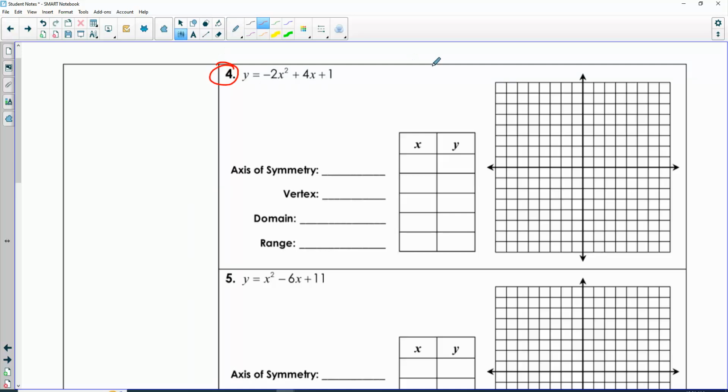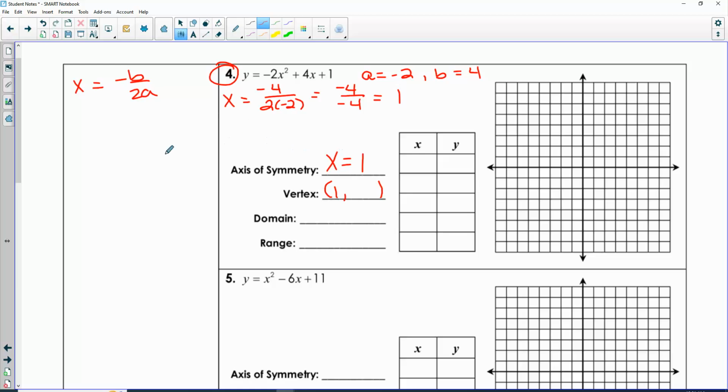So, what is my A value this time? What is my B? So the vertex, we always do opposite of B over 2A to get the axis of symmetry. So the opposite of 4 is -4 over 2 times -2. -4 divided by -4 is 1. So my axis of symmetry is x equals 1. My vertex, my x value is 1. How do we find y?